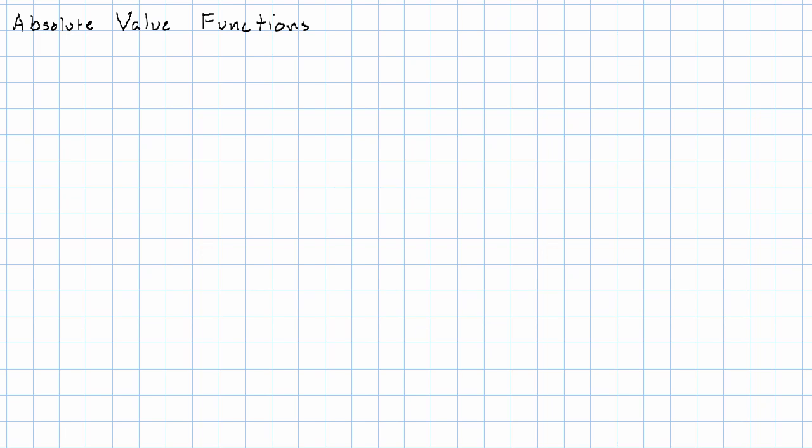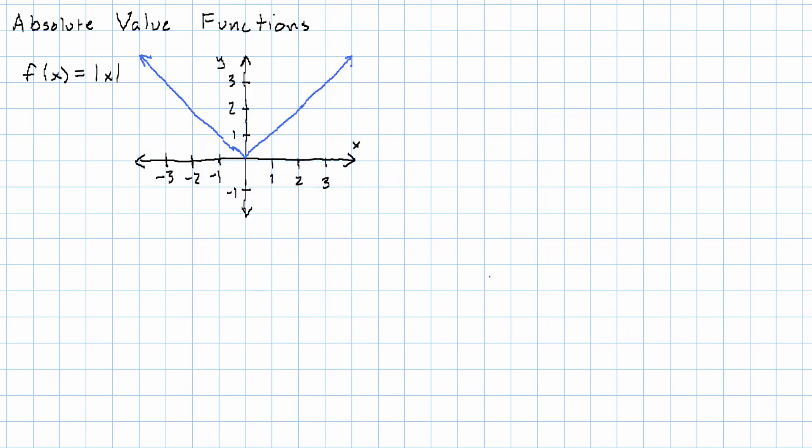Previously, we saw the function f of x equals the absolute value of x. And we saw what its graph looked like. Its graph looks something like this. We had this V shape with its point at the origin.